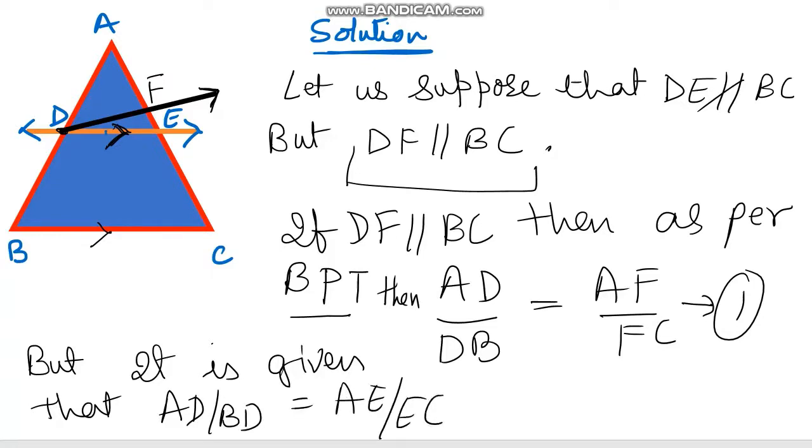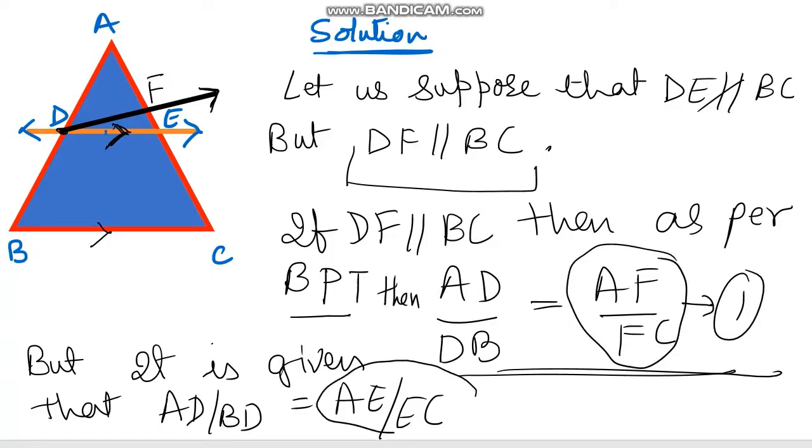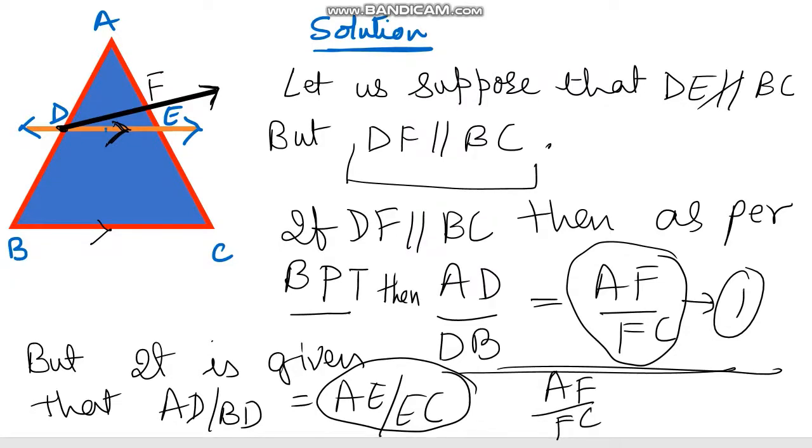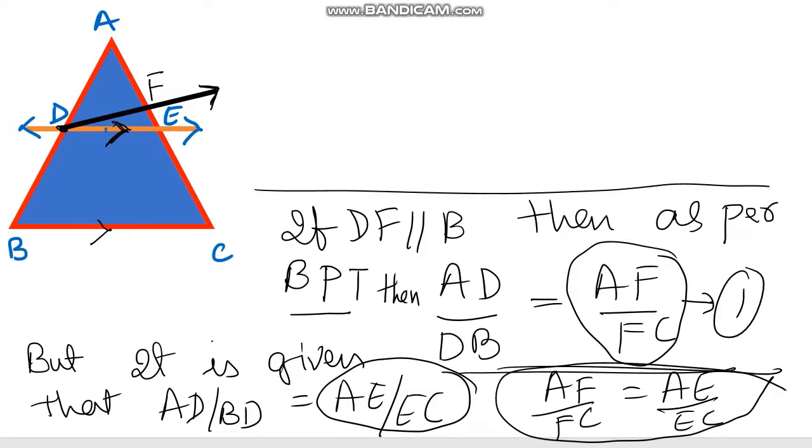But what are we getting here? We are getting AD by DB equal to AF by FC. That means AF by FC is equal to AE by EC. And this means they are one and the same. Now let us see how this is one and the same.